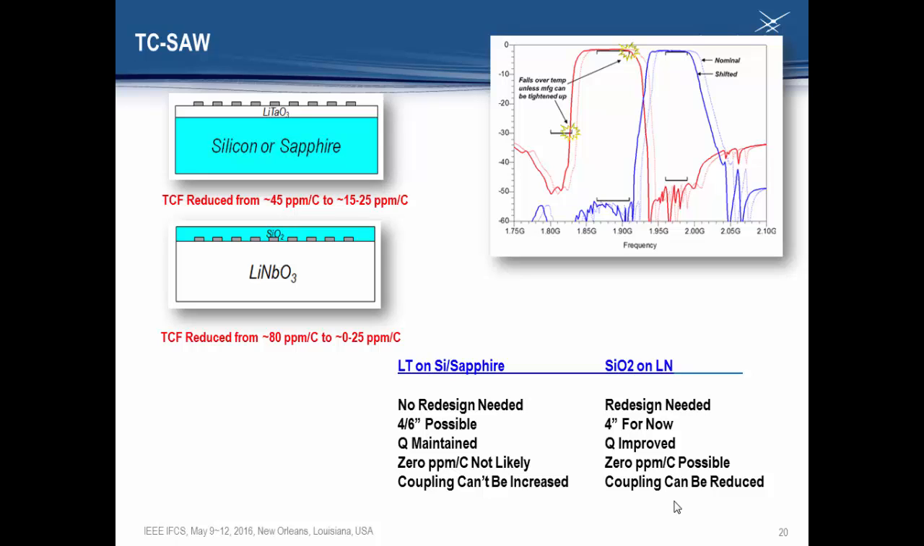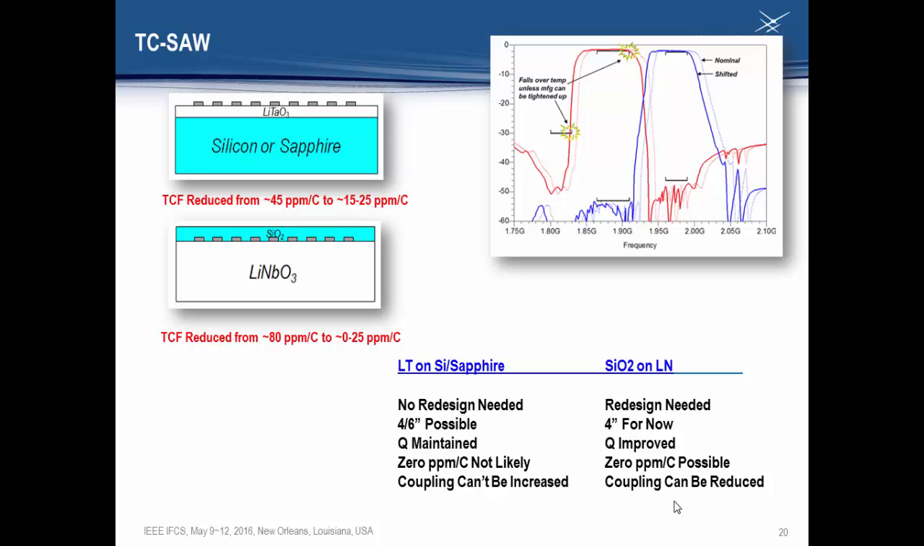Usually, if you use lithium tantalate on silicon or sapphire, you don't have to do a redesign. Basically, the same filters. But if you do silicon dioxide on lithium niobate, you have to completely redesign the IDTs, because everything has changed: the velocity, the coupling, and the reflectivity. And for lithium tantalate on silicon or sapphire, 4-inch and 6-inch wafers are possible now. Lithium niobate is still only 4-inch.